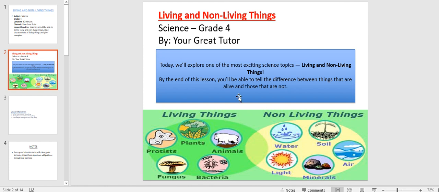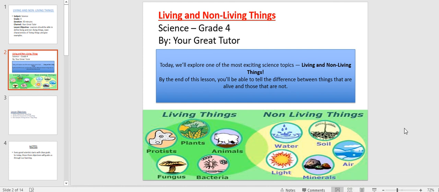Below you can see a picture of living things and non-living things. For now I'll just tell you to have an image of the pictures. We have not gone through the notes, so just have an image of a picture, then through the notes you'll be able to determine whether it's a living thing or a non-living thing.